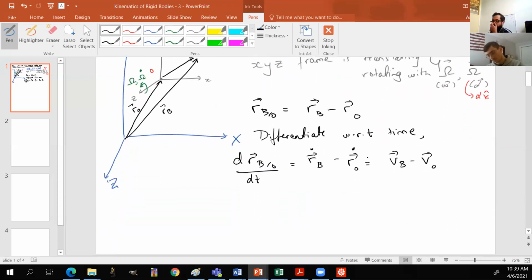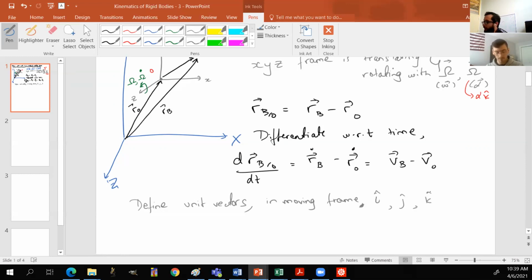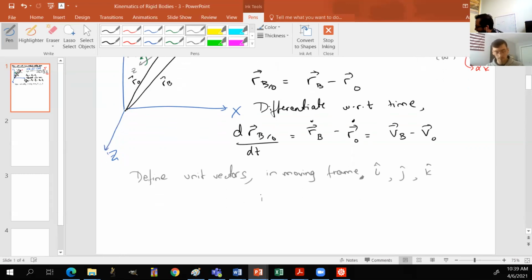All right, now what we also want to do is define the unit vectors in both our coordinate frames, right? So in the moving frame, you get small i hat, small j hat, and small k hat, and in the fixed frame, you get capital I hat, capital J hat, and capital K hat.